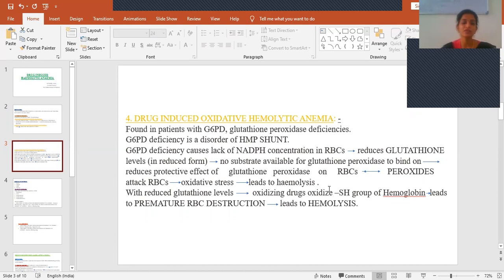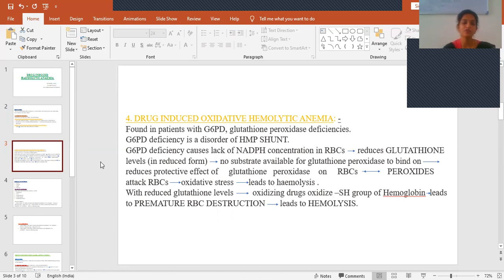Because of these reduced glutathione levels, oxidizing drugs will oxidize the SH group of hemoglobin and lead to premature RBC destruction, thereby leading to hemolysis. So glutathione levels are decreased, so that oxidizing enzymes or drugs will oxidize the SH group of hemoglobin. In the hemoglobin molecule, there are SH bonds. Those will be oxidized and it causes premature destruction of red blood cells, leading to hemolysis.